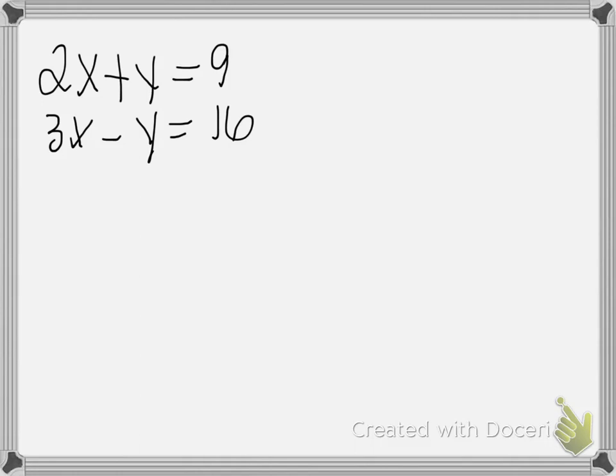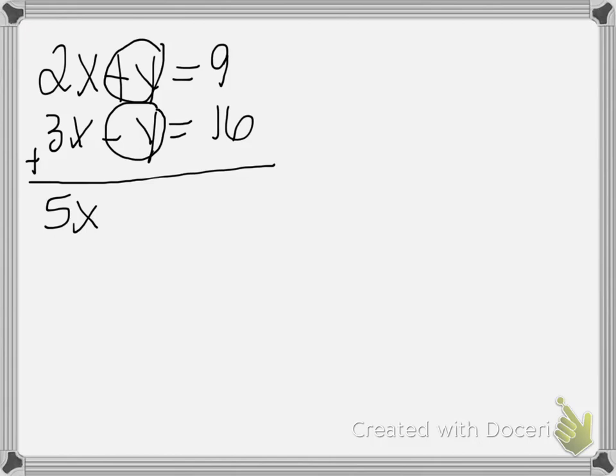Now how we do that is we make this problem into a giant addition problem, and we literally just add like we normally would add. So 2x plus 3x makes 5x. Now here's the cool part. Because this is a positive y and this is a negative y, when we add these two together, they cancel each other out. Then we get 9 plus 16, which is 25. We're going to divide both sides by 5.